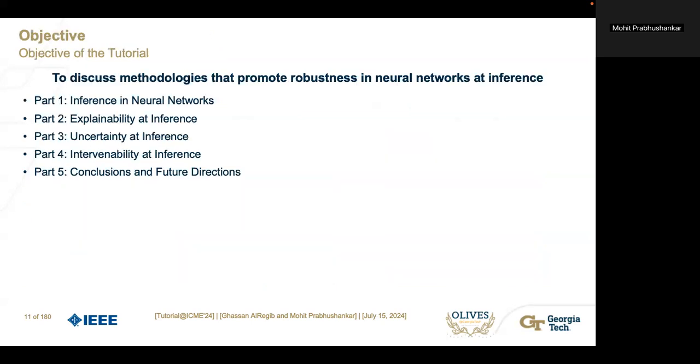All right, that was more like an introduction into what we are doing. The tutorial itself will have about 5 parts. The first one, we just discussed very quickly about what inference is in neural networks. This will be followed by the idea of explainability in neural networks, followed by uncertainty and intervenability. Parts 2, 3, 4 are, I would say, the meat, or if you're a vegetarian, the broccoli of the entire tutorial. The first one and the last one are more your entrees and appetizers, essentially. We'll go through that quickly. Again, if anybody has any questions, you're more than welcome to stop me in the middle.